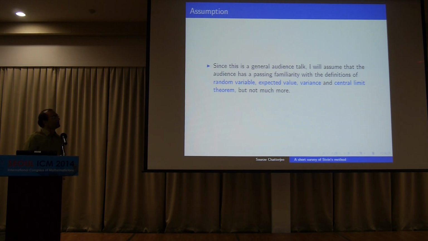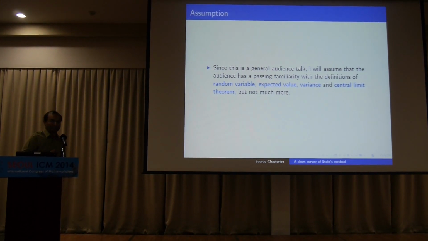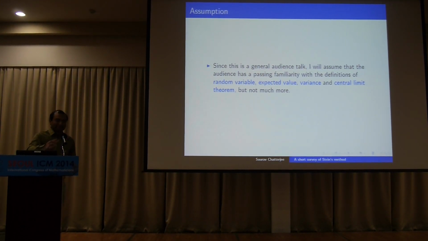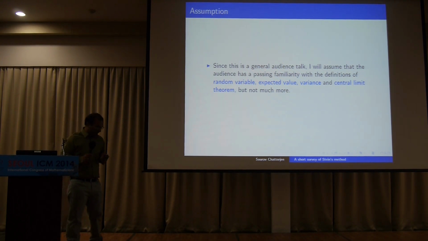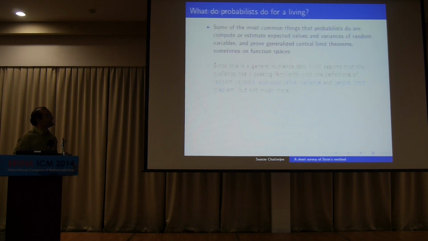So here's the basic assumption. Since it's a general audience talk, I'll assume that the audience has some familiarity with the rigorous definitions of random variable, expectation, variance, and the central limit theorem, but I'll not assume much more. If it was 20 or 30 years ago, I would probably have to start with measure theory. But nowadays, people at least know these, so I can assume these.